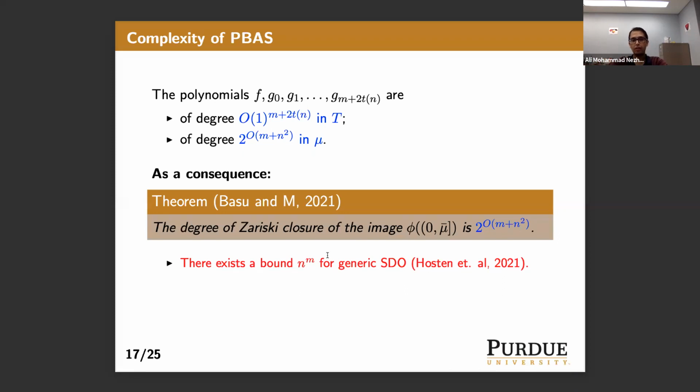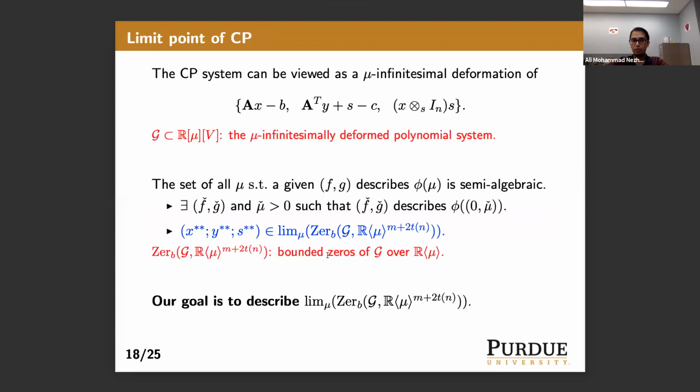We are going to focus on the worst case convergence rate. Are there any questions so far before I move on to the limit point of the central path?